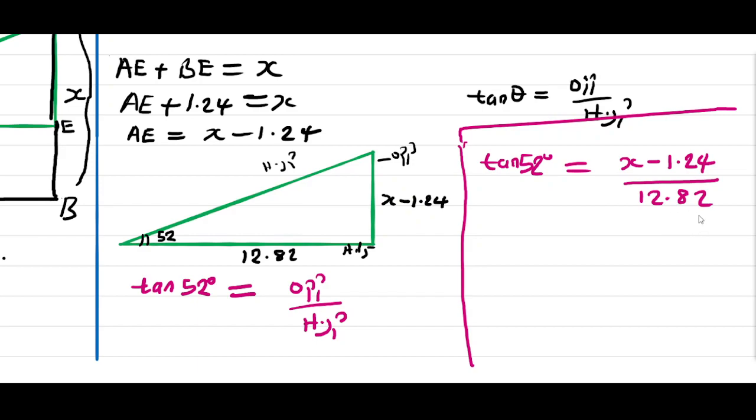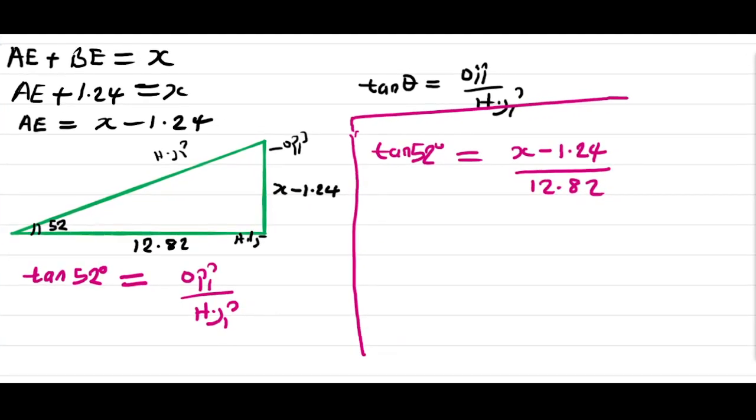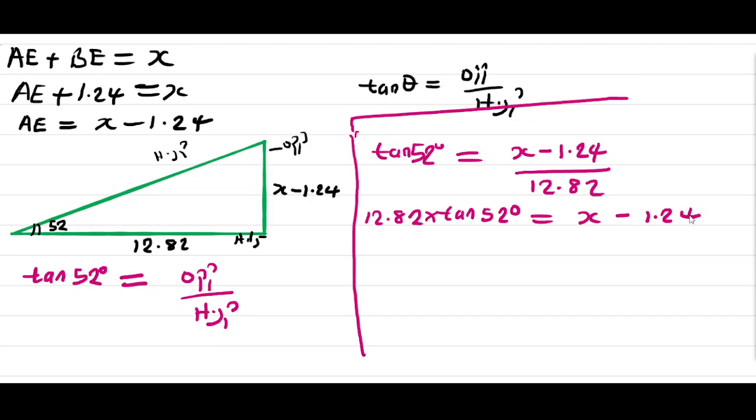But first of all, let us make our life easy. We have mercy on ourselves and multiply both sides by 12.82. So I'll bring this over here to get more space. So 12.82 times tan 52 degrees is equal to x minus 1.24. For this expression, we'll move this 1.24 over here. We get x is then 1.24 plus 12.82 multiplying tan 52 degrees. The remaining thing is to calculate 1.24 plus the whole of this.